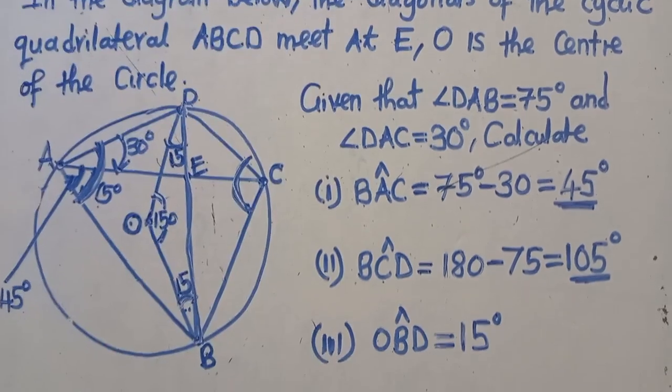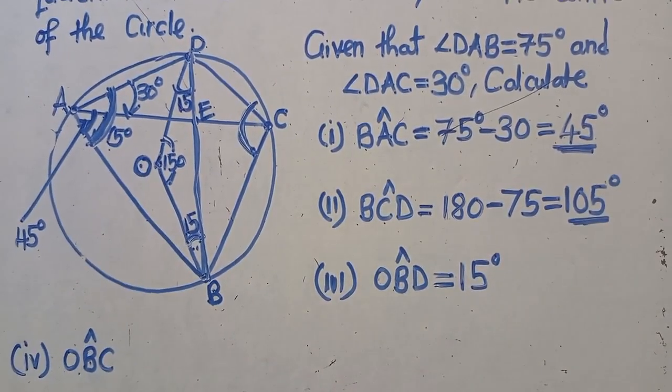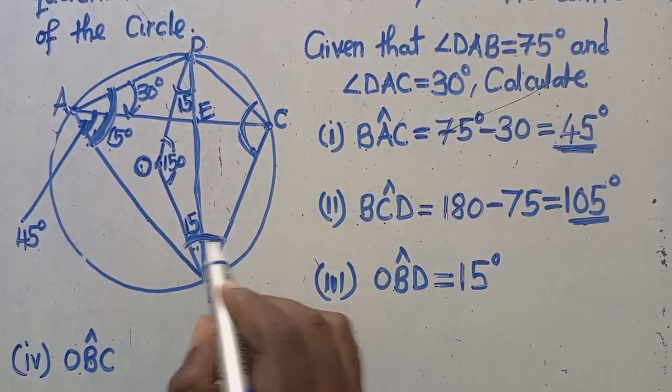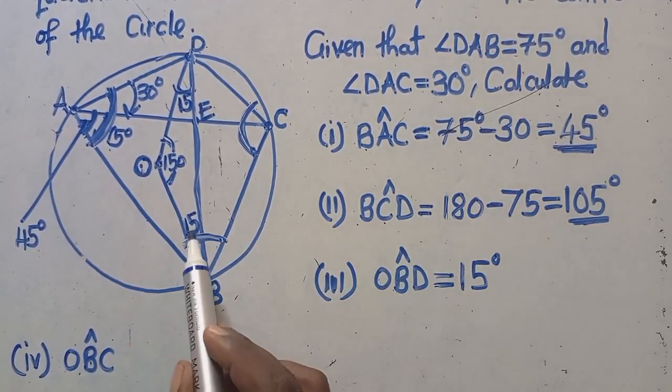I guess you are able to see this last question that is here. This is another interesting question. They now just want us to find OBC. So we know this is 15.